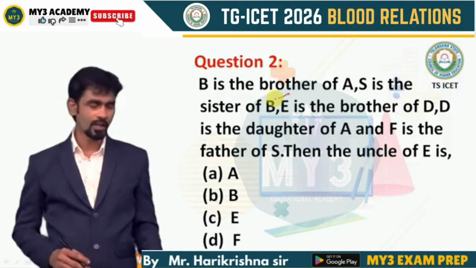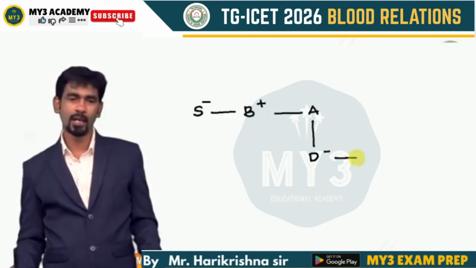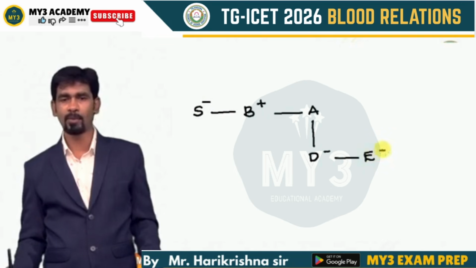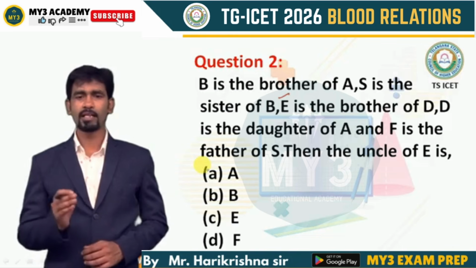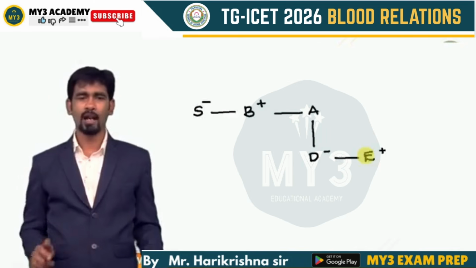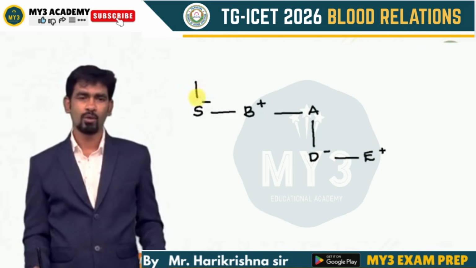E is a brother of D. So because D is available, E is a brother. What does brother indicate? It's a male candidate. I am representing with a plus sign. So this is the given information. And D is a daughter of A. We already took that. F is a father of S. So S's father is going to be F, and because it's a father, I am taking a plus sign here.